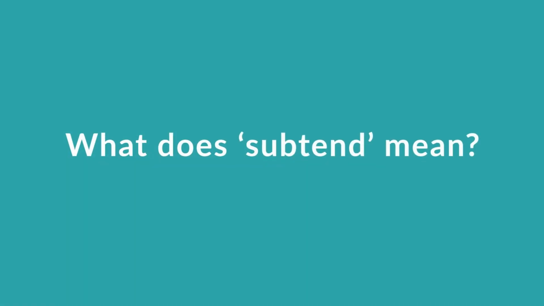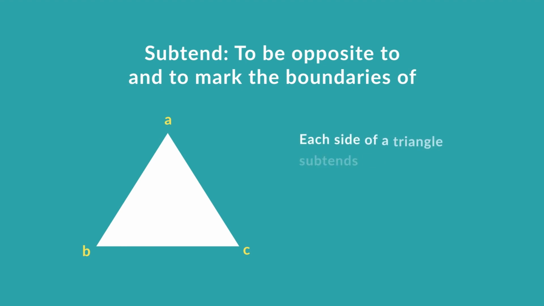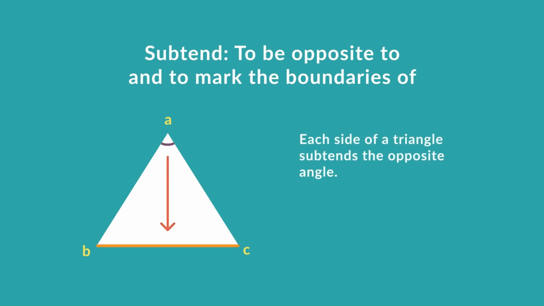You'll often encounter the word subtend in circle geometry, so it's important you understand it. It means to be opposite to and to mark the boundaries of. On this triangle, for example, each of its sides subtends the opposite angle. BC subtends angle A, AC subtends angle B, and AB subtends angle C.